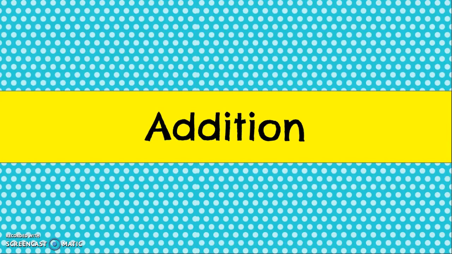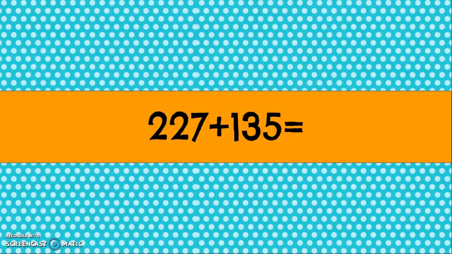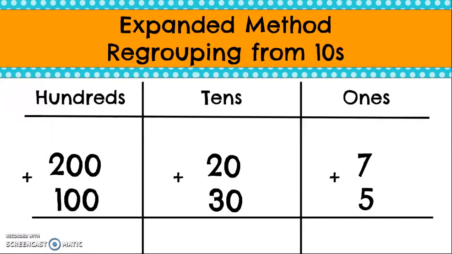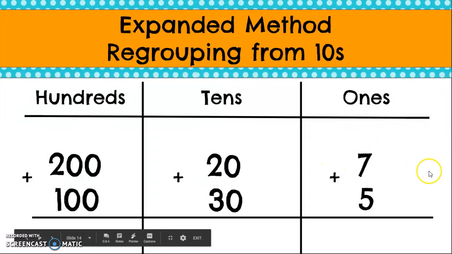Okay, so next we're going to move on to addition. We're using the same strategies, your expanded method, your base 10, and your number line. So first we're going to start off with your expanded method. So our equation is 227 plus 135. You would set it up just as you would with a subtraction problem. Again, we always start in our ones place, so you're going to add up your ones.